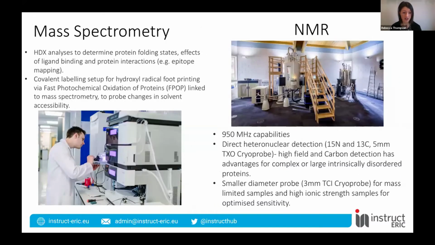And secondly, I just wanted to highlight that we also offer mass spectrometry and NMR access as well. For mass spectrometry, there's a whole range of different technologies available, but we particularly offer hydrogen deuterium exchange mass spectrometry analysis through the Instruct catalogue at present. And in terms of our NMR, we have a 950 megahertz magnet and some really interesting and fairly unique capabilities, which we make available again through Instruct.